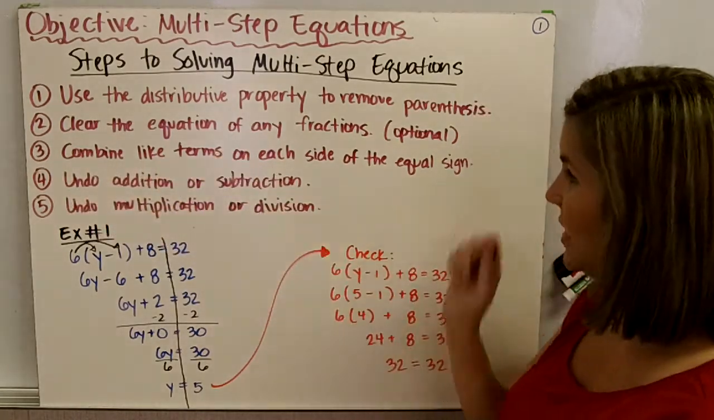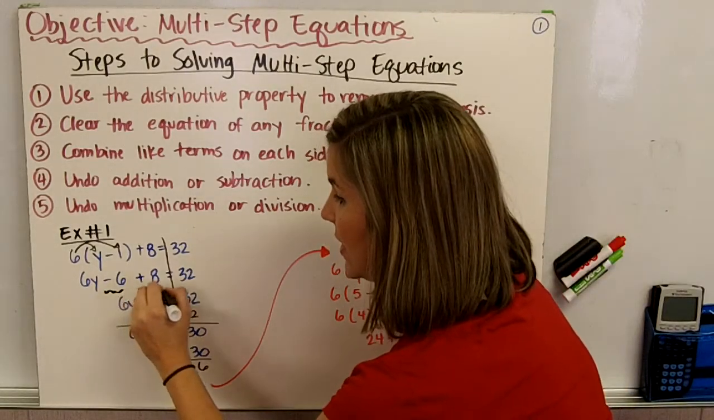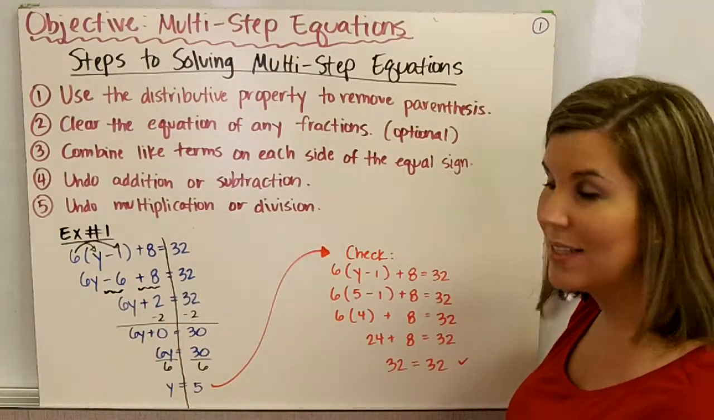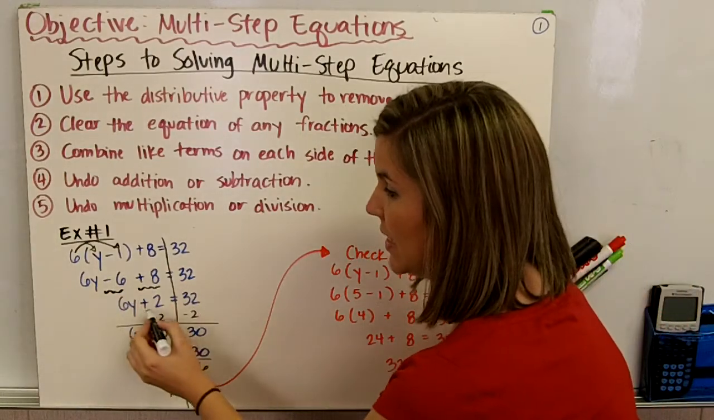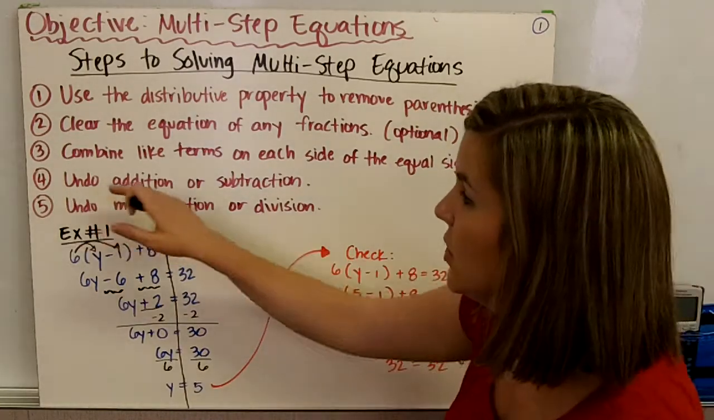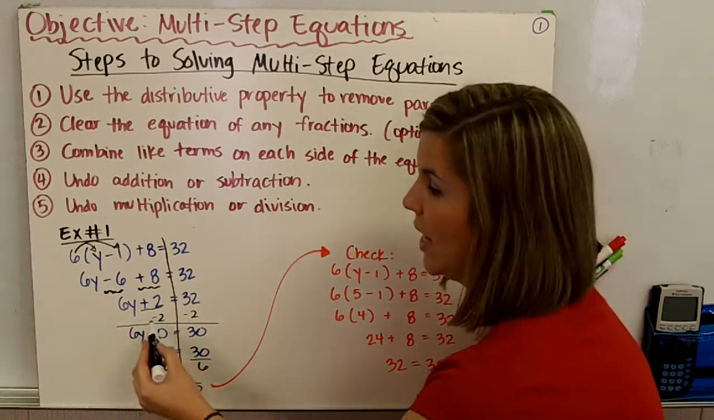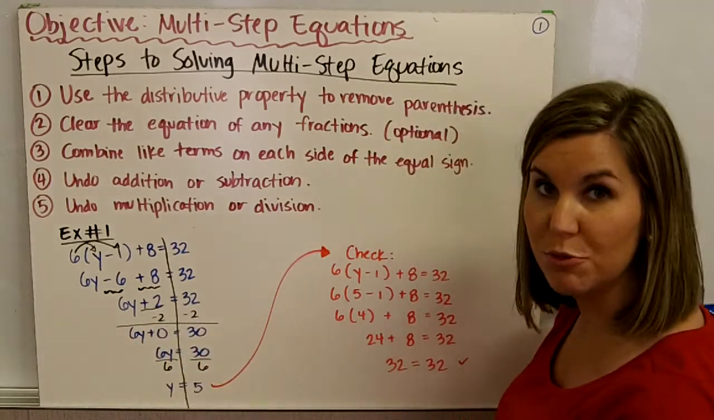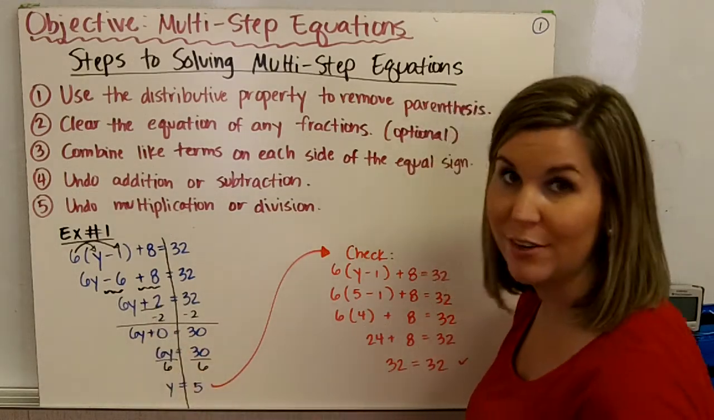Combine like terms on each side of the equal sign. Negative 6 and 8 are both constants. They don't have a variable. These are like terms. So negative 6 plus 8 gives me positive 2. Undo addition or subtraction, step 4. So I have plus 2. The opposite is subtract 2. So subtract 2 from both sides. Minus 2 plus 2 gives me 0.